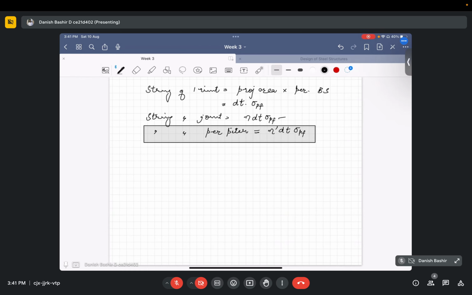Similarly, we have to see the strength of the rivet in tearing. Sorry, we did shear, we did bearing, and now we have to see tearing. The strength of rivet in tearing.